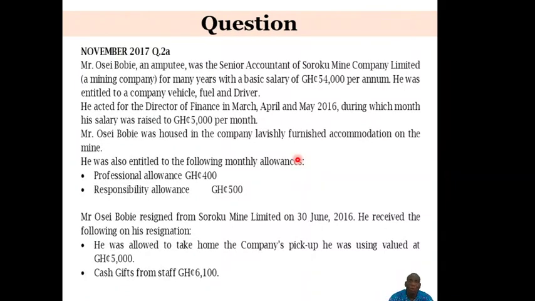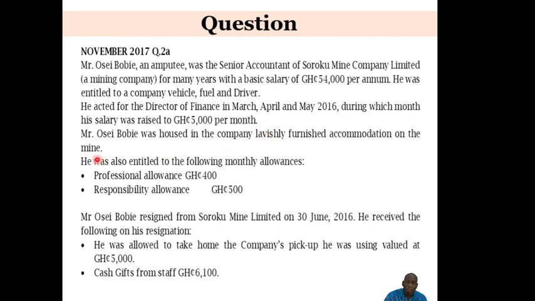Okay. Now, Mr. Osebobie. The moment you see this is a citizen of Ghana, he's a resident employee, so the global basis will apply. An amputee, so you see disability will come in. Osebobie was a senior accountant of Soroku Mines Company Limited, a mining company, for many years, with a base salary of 54,000 per annum. He was entitled to company vehicle, fuel and what? Driver. He acted for the Director of Finance in March, April and May 2016, during which months his salary was raised to 5,000 per month. Mr. Osebobie was housed in a company lavishly furnished what? Accommodation on the what? On the mine.